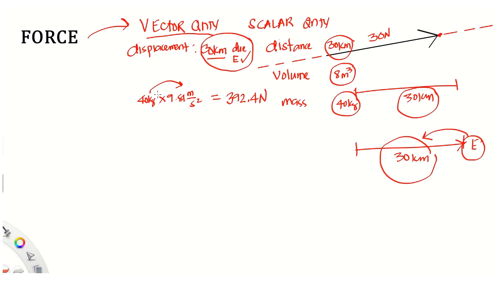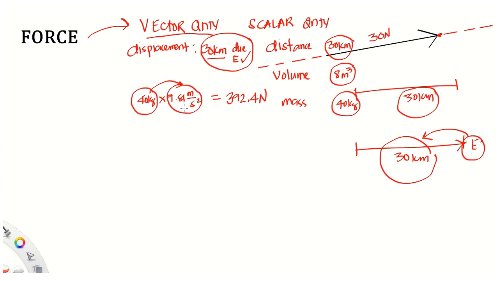Now, what does this mean? 40 kilogram is just a quantity. It doesn't have any sense or direction, just like in this first example. We just said 40 kilograms, that is the weight of the man. But when we multiply it with this one, this is acceleration due to gravity.